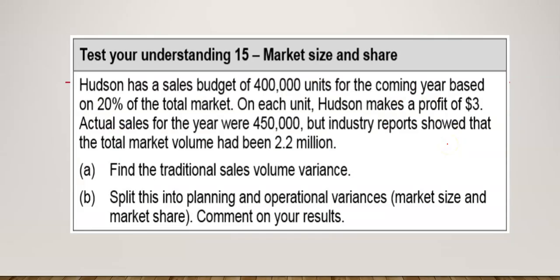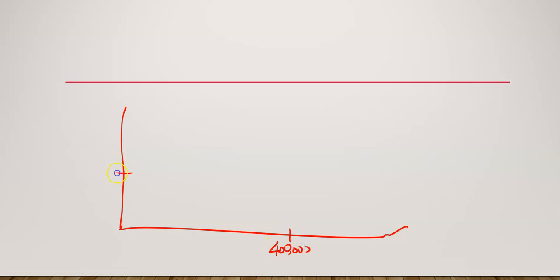Let's see a nice example here. CYU 15. These people have a sales budget of 400,000 units. That's the plan, based on 20% of the total market, with a plan to make a profit of £3 on every unit. When I taught this, I used simple graphs to talk about sales volume. You were trying to make a volume of 400,000 at a profit of £3, so you were expecting a profit of 3 times 400,000.